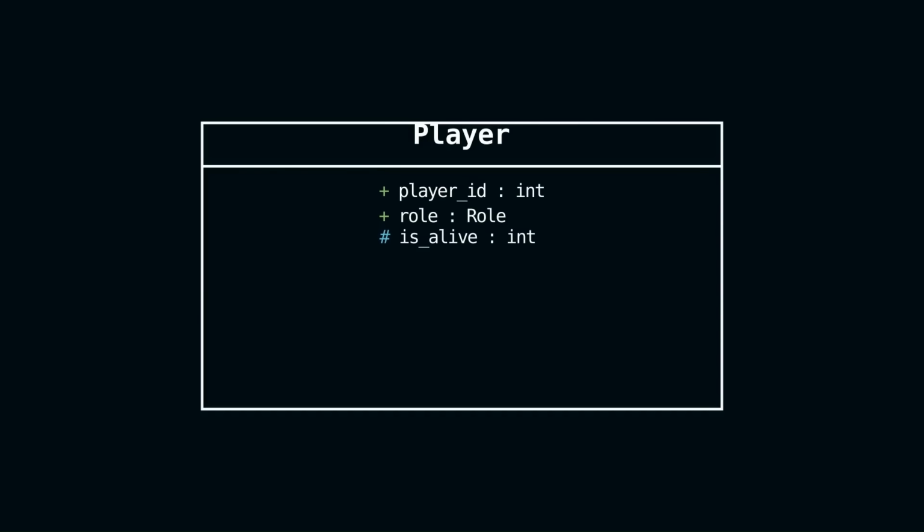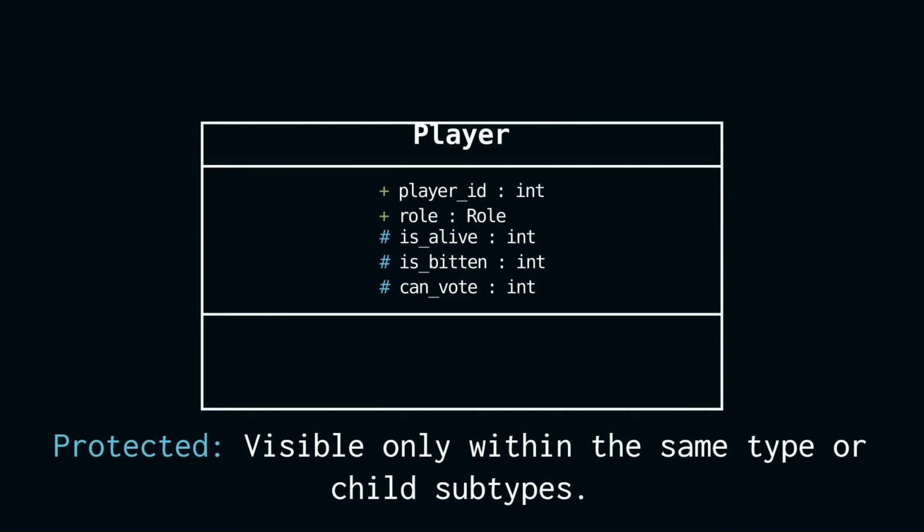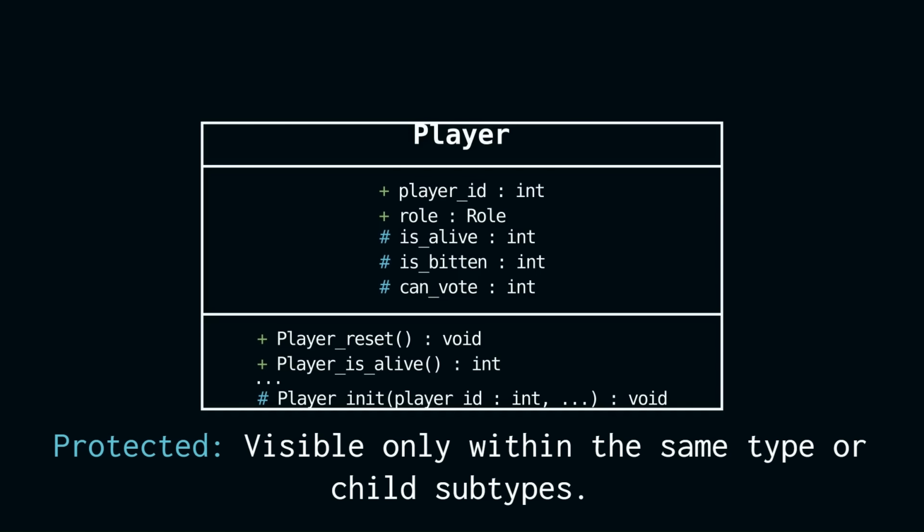But notice is alive, is bitten, and can vote are protected. This is a new access modifier and means the concrete subtypes which extend player should have access to this data, but not other types like the game type, for example. So how on earth do we approximate this behavior in C?